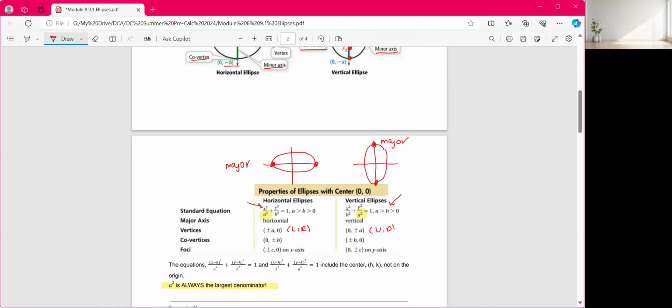Your co-vertices then, for a horizontal ellipse, are when I'm moving up and down, and left and right for a vertical ellipse.